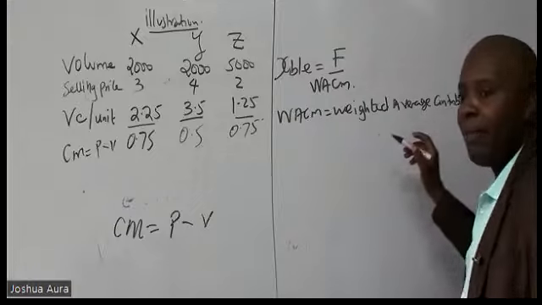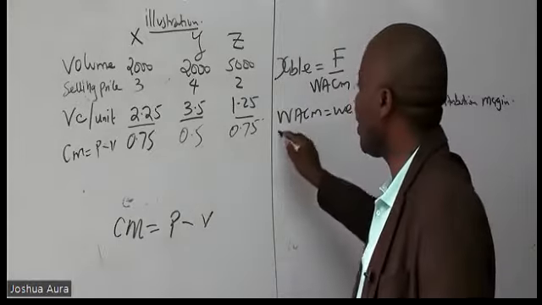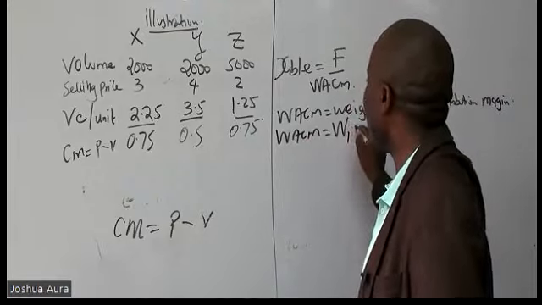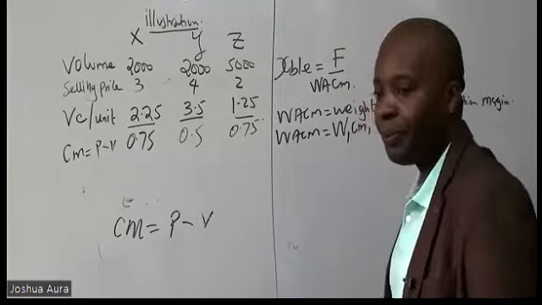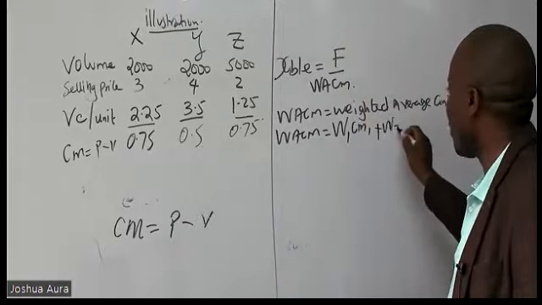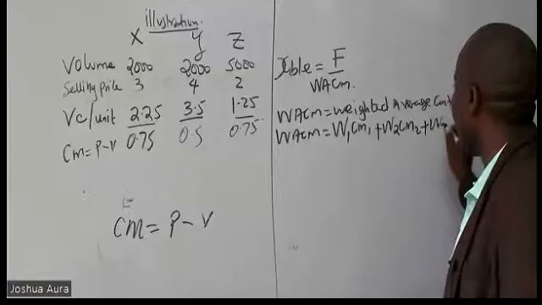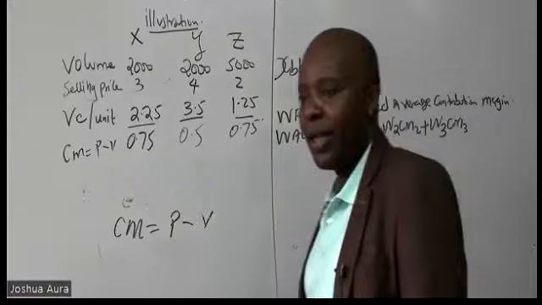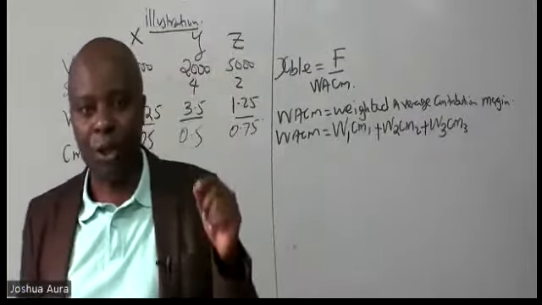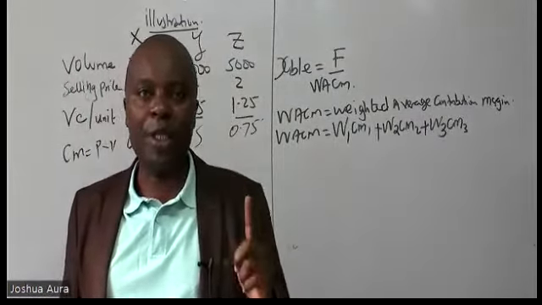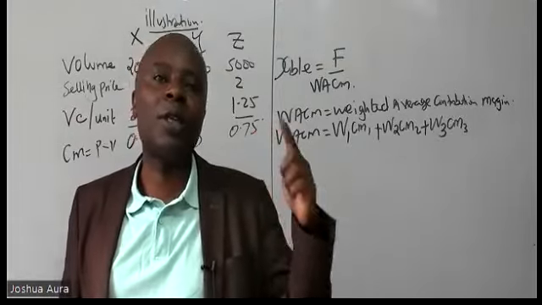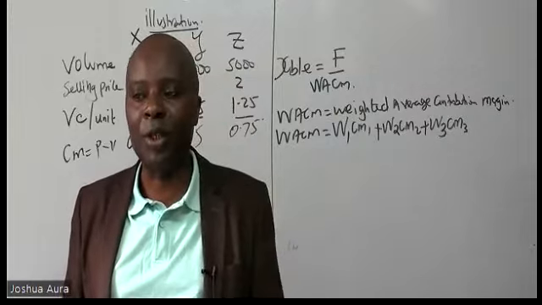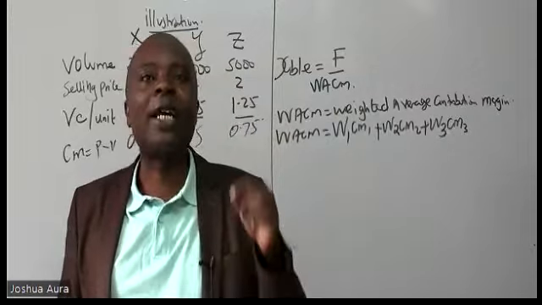If you can remember, in this particular case, for us to be able to get this working, what I need to do is to take the weight of the first product times contribution margin 1, plus the weight of the second product times contribution margin 2, plus the weight of the third product times contribution margin 3, right? To get the weighted average contribution margin, we take the individual weights times the contribution margins for each product. We are lucky to have the contribution margins. What we do not have are the weights.